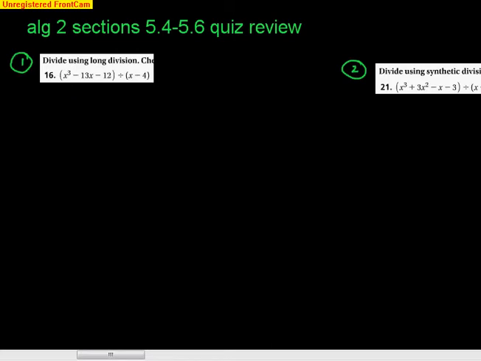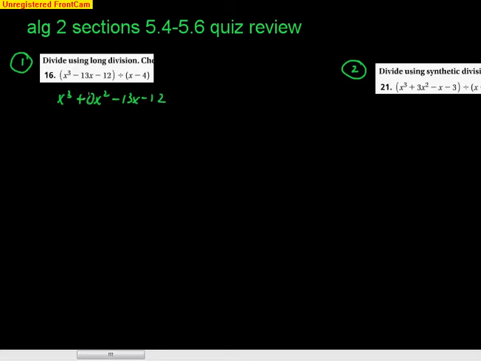Alright, so first one. We're going to use long division to divide these two. Okay, so look at what we're dividing. We're taking x cubed minus 13x minus 12 and dividing it by x minus 4. Now remember, all your powers of x must be there. This first polynomial is missing the x squared term. So you actually need to rewrite this as x cubed plus 0x squared minus 13x minus 12.